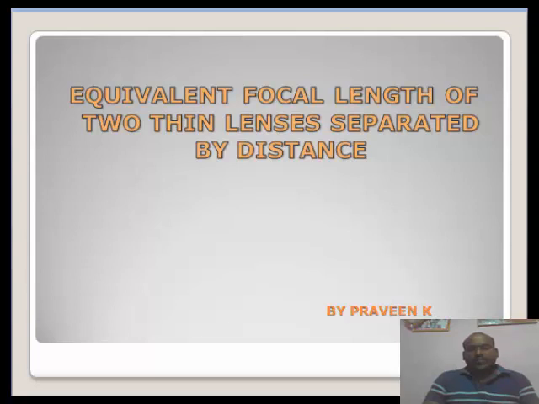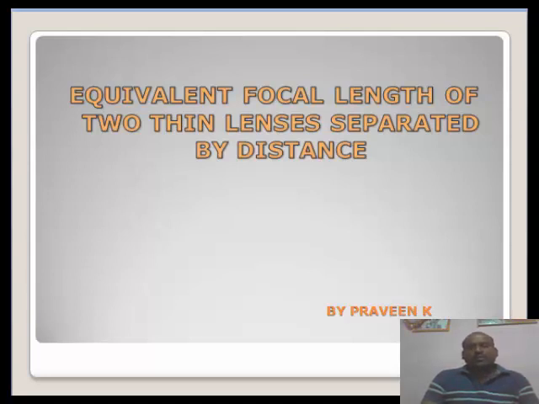Today I am here to give a lecture on the equivalent focal length of two thin lenses separated by a distance. This topic comes under geometrical optics for BSc third semester students. In an earlier class we already discussed the basic things. It is a very important derivation.